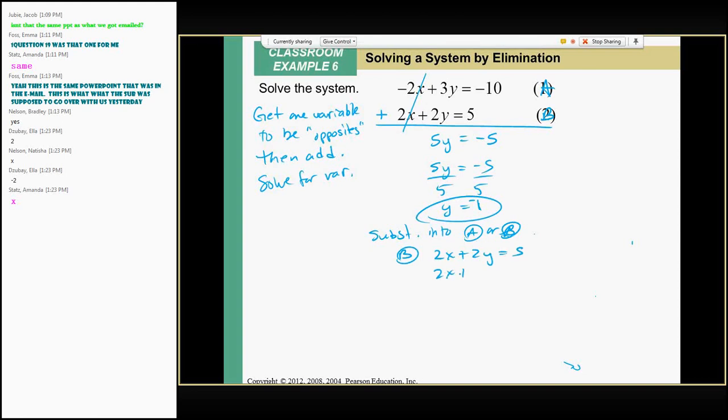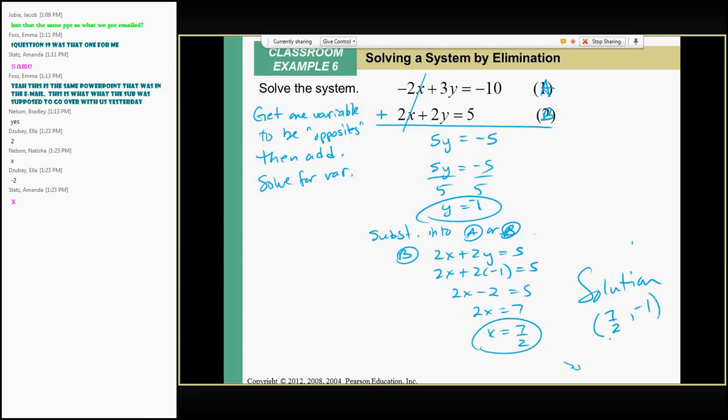So 2x plus 2 times negative 1, that was our y, is equal to 5. 2x minus 2 is equal to 5. 2x is equal to 7. X is equal to 7 halves. And yes, it's okay to get a fraction. So our solution is 7 halves, comma, negative 1.